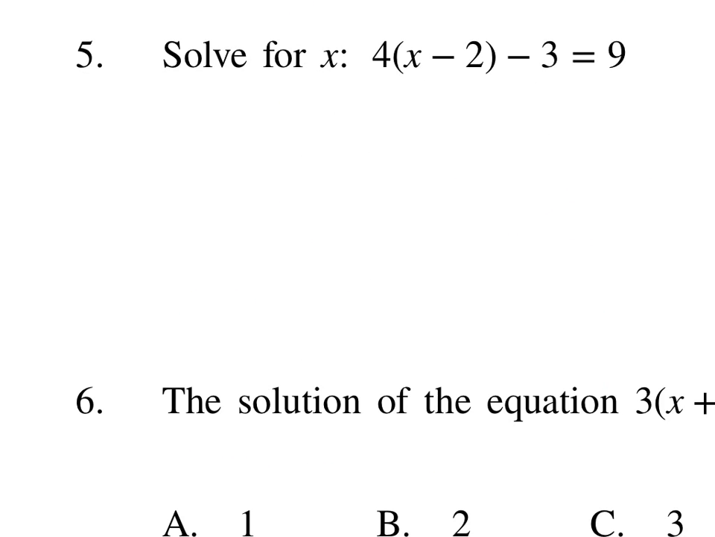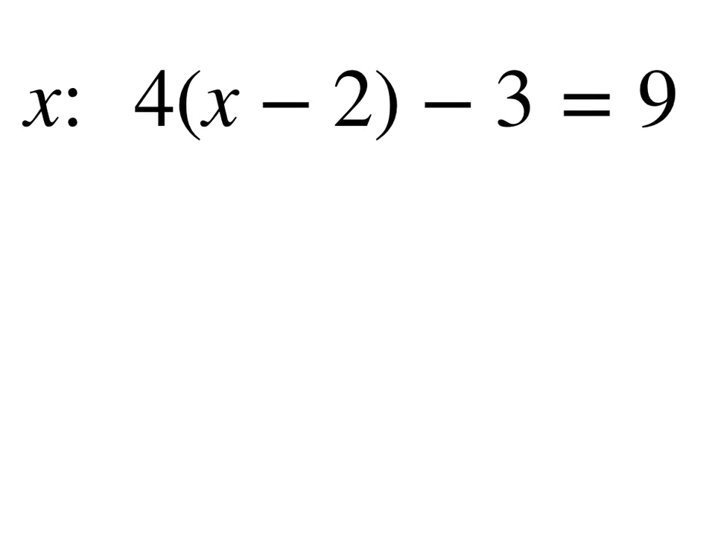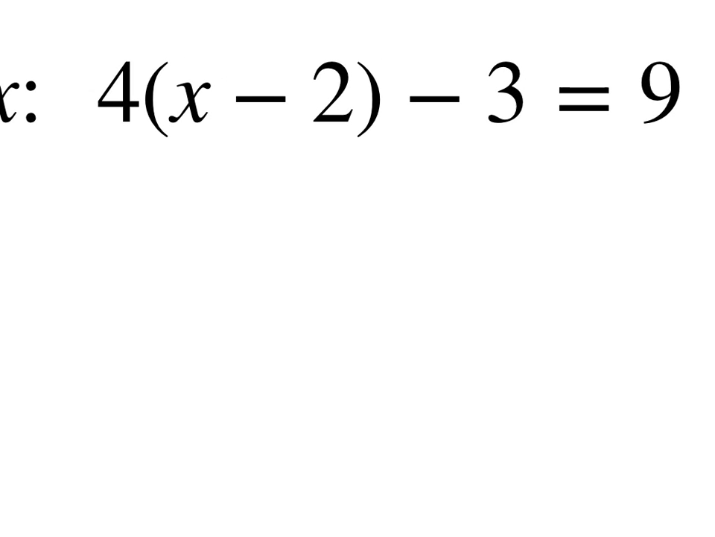Let's take a look at question number 5. Again, we're solving for x, meaning we've got to figure out what x is. Let's zoom in just a little bit. Here we're going to have to do some order of operations, and we first need to distribute. So I'm going to multiply 4 by x and 4 by negative 2. I know that 4 times x is 4x.